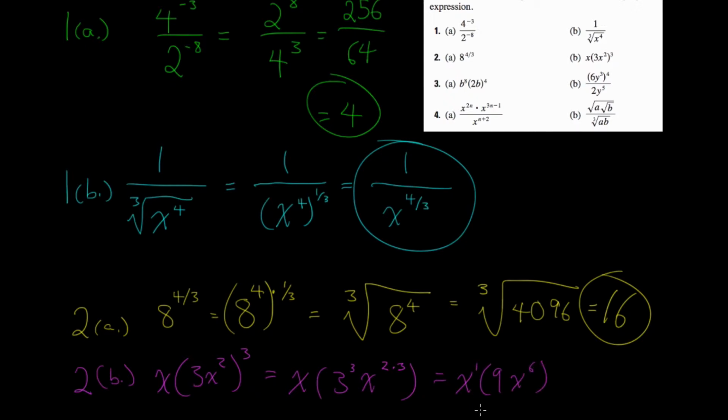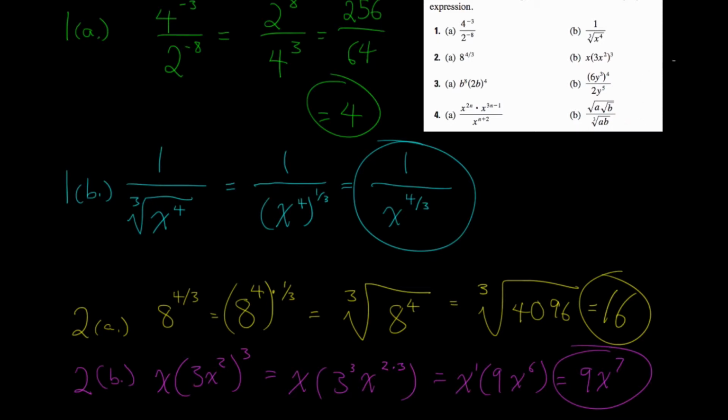So this is a 1 here, and when you're multiplying terms with the same base, you're just adding their exponents. So we're multiplying terms with the same base. We have the base of x, a base of x. So this simplifies to 27x to the 7. And that is 2b.